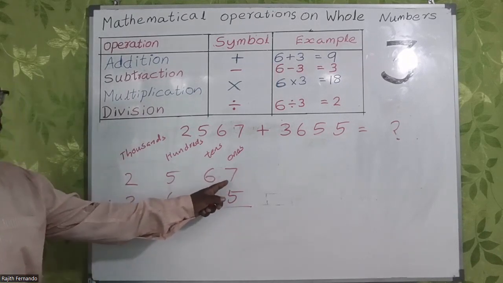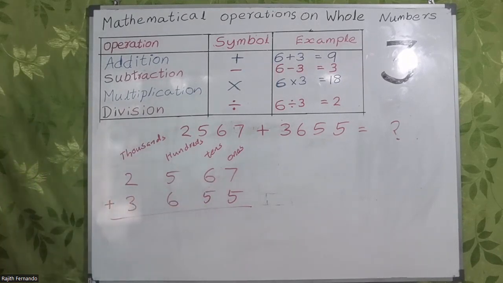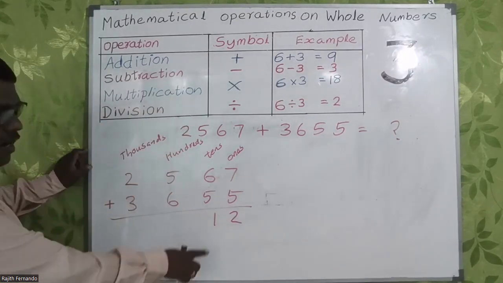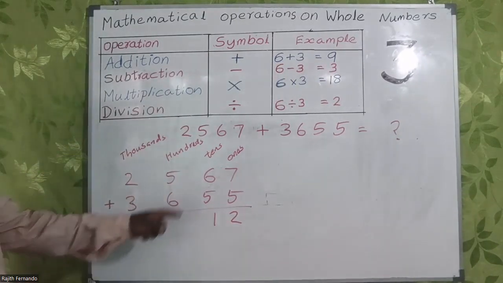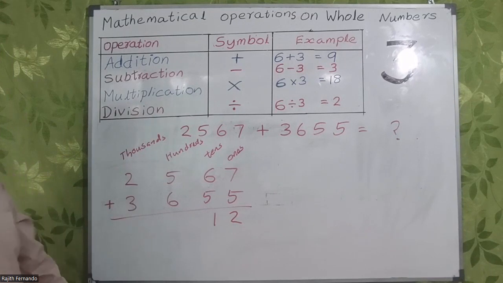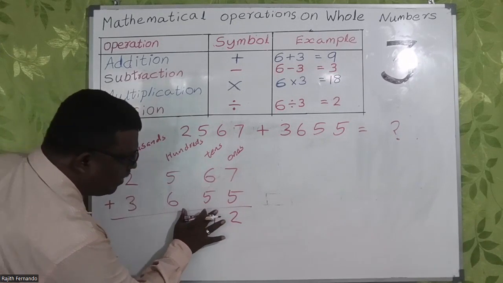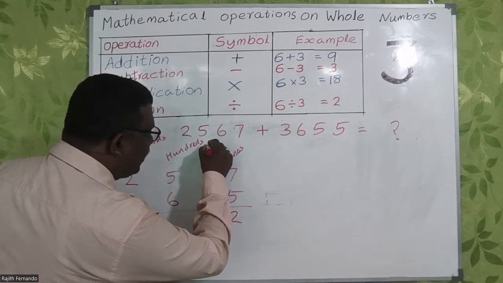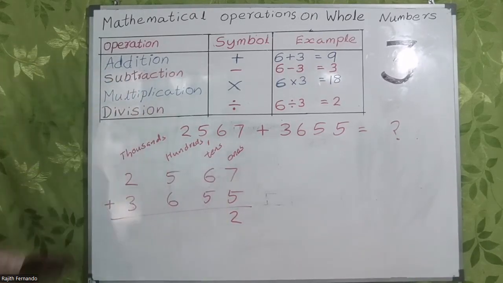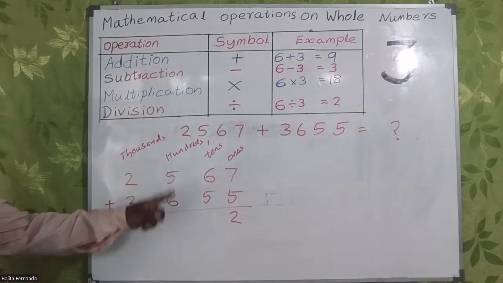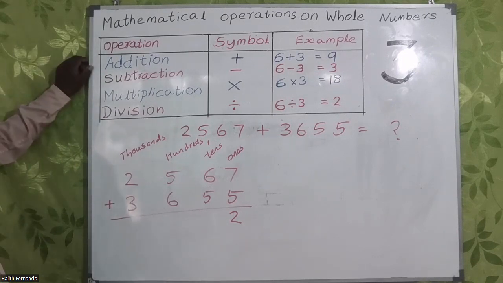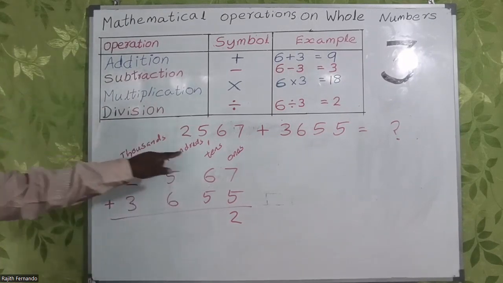You first have to add 7 and 5, that is 12. But you can't put the 12, you can only put one digit in the ones place. Therefore, you have to mark the one small at the top of the tens place, because 12 is a 10 and 2. Therefore, you have to put one in the tens place.